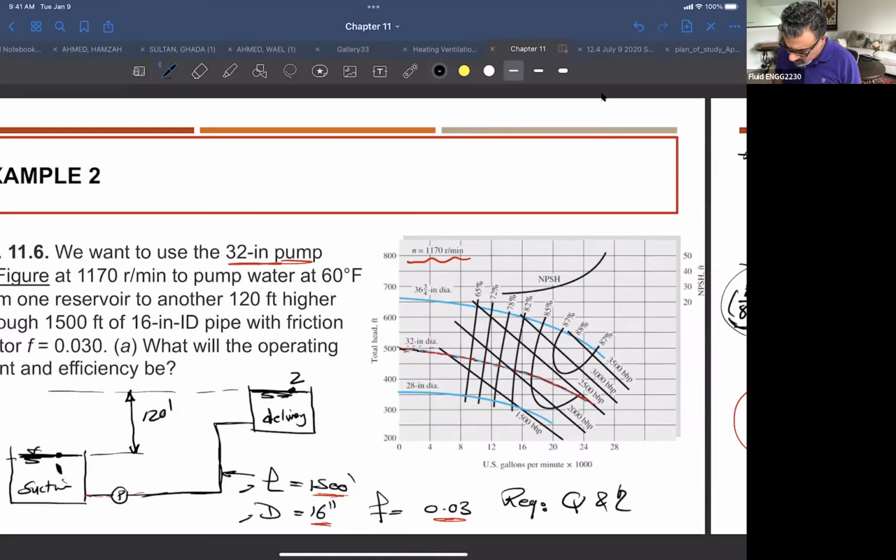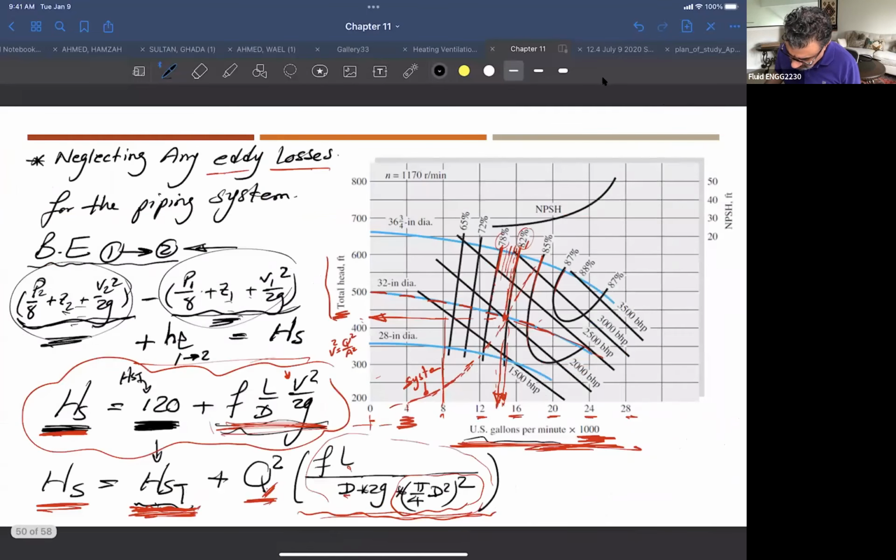Okay, so sorry, I talk too much about this, but this Bernoulli equation here is not really the same Bernoulli equation as when you are putting energy between 1 and 2, right? This Bernoulli equation here is to determine the system curve.